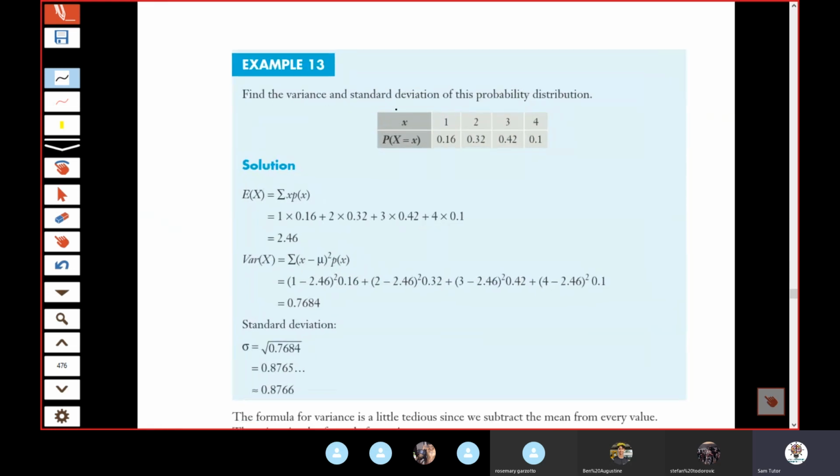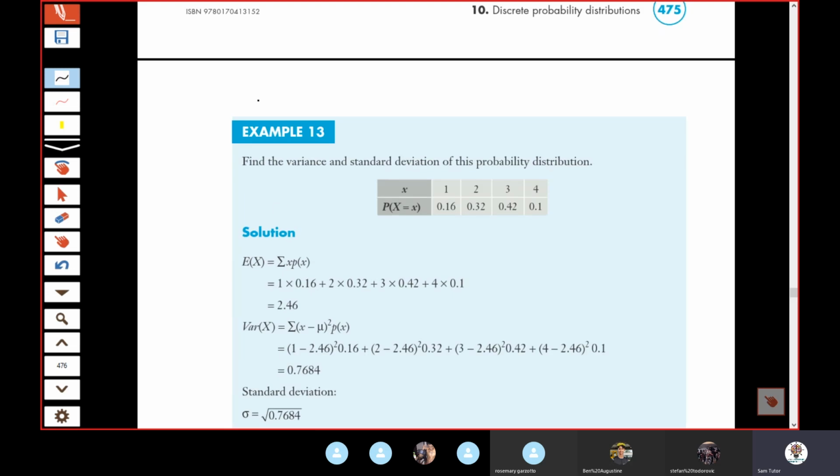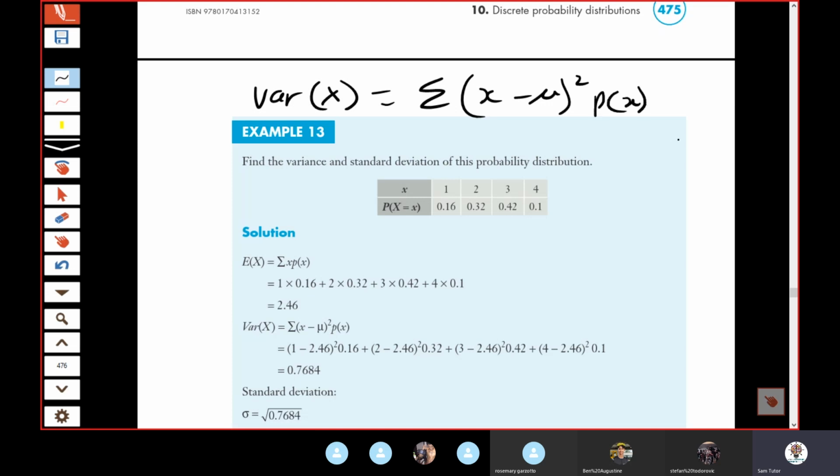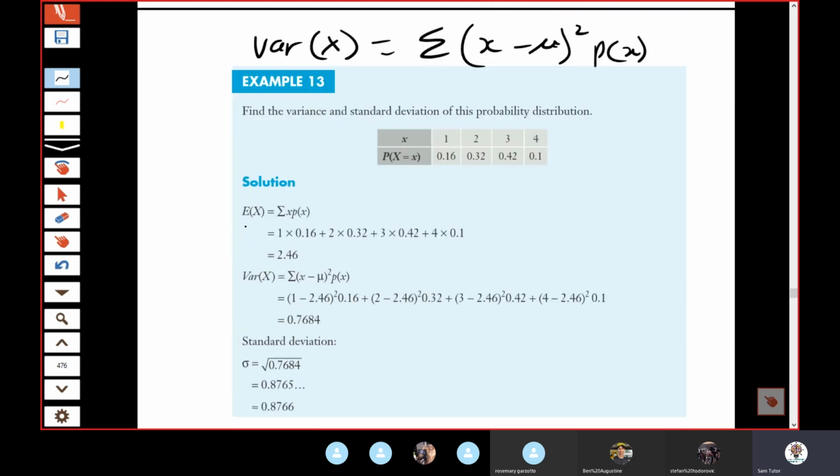Find the variance and standard deviation. Okay, to find variance, the formula again is this. Variance of x is equal to the sum of your x minus your average, squared, multiplied by the probability. So I need to find my mean first. To find my mean, I've got to use E of x, which equals each score multiplied by the probability, right? So 1 times this, plus 2 times this, plus 3 times this, plus 4 times this, which equals 2.46.